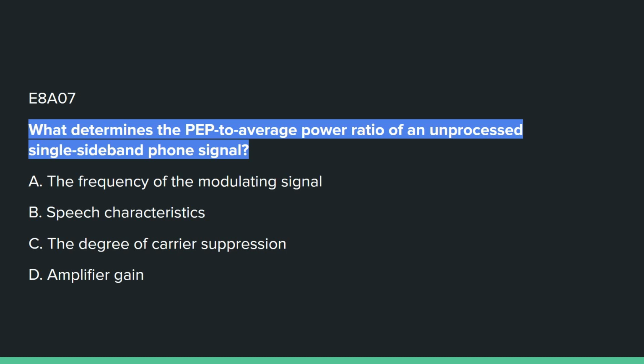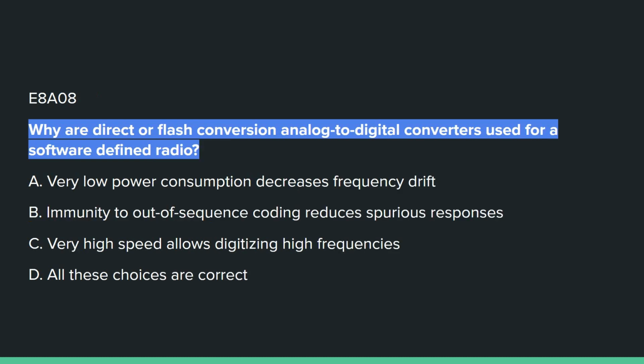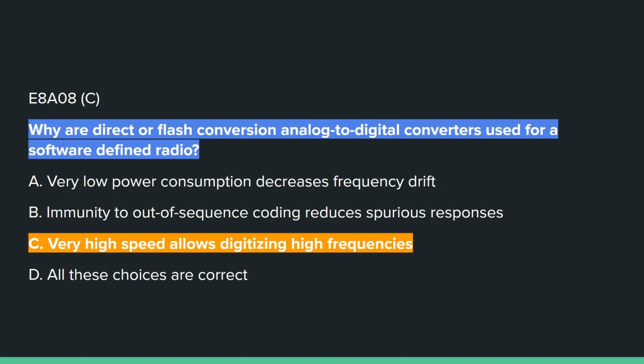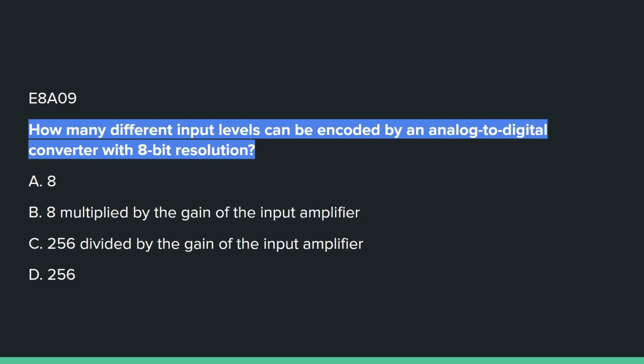E8A07, what determines the PEP to average power ratio of an unprocessed single sideband phone signal? B. Speech characteristics. E8A08, why are direct or flash conversion analog to digital converters used for a software-defined radio? C. Very high speed allows digitizing high frequencies. E8A09, how many different input levels can be encoded by an analog to digital converter with an 8-bit resolution? D. 256.